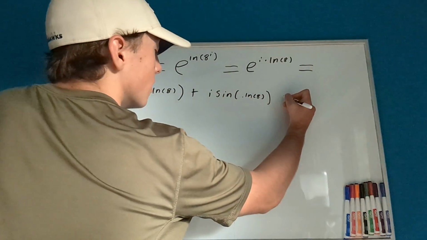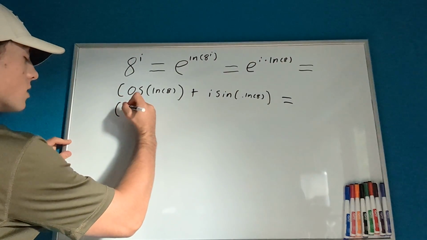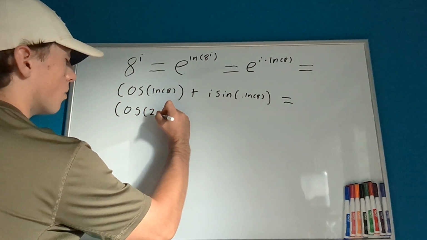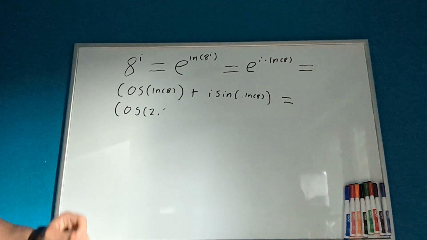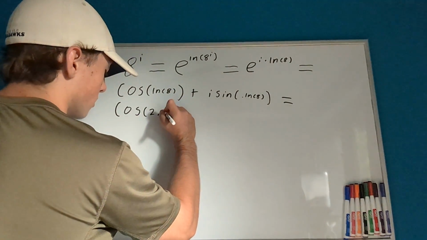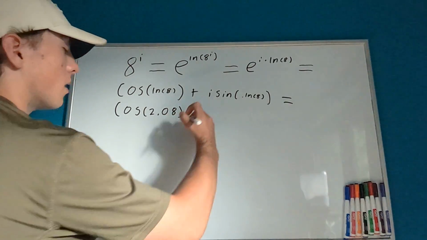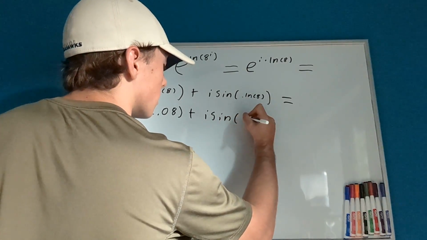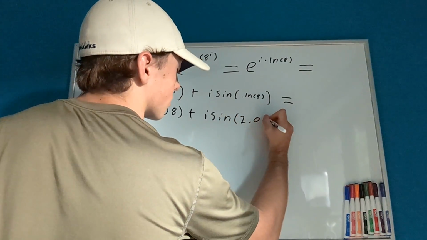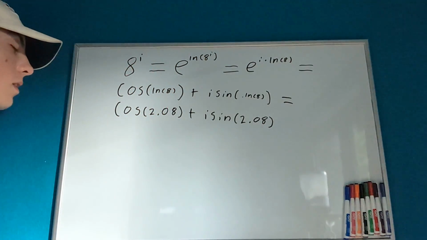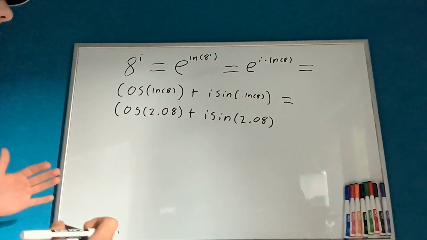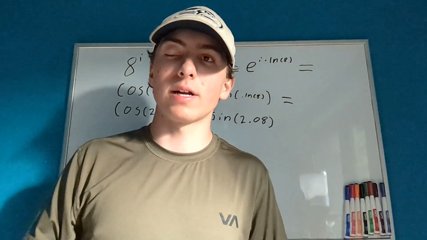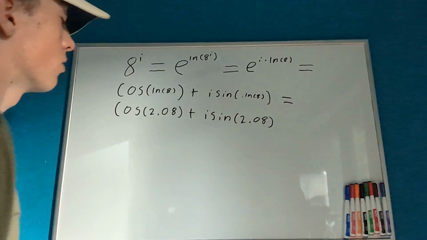So then we can say this is cosine of 2.08 plus i sine of 2.08, right? So now we actually have it in polar form, but we still want to graph it. So now we want to convert it to rectangular form. So how should we do this?